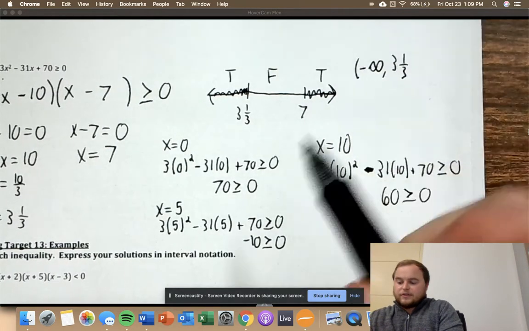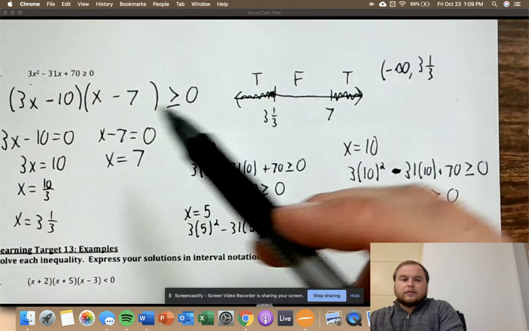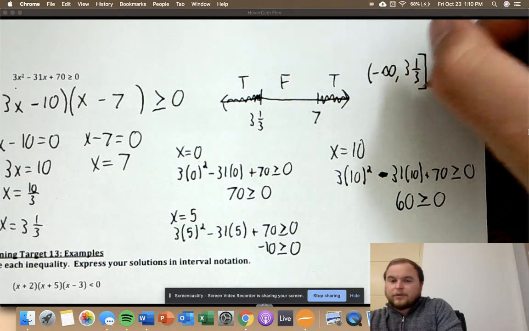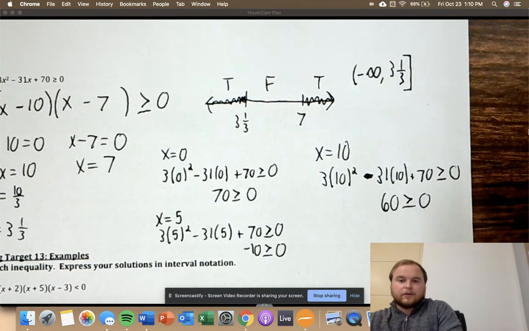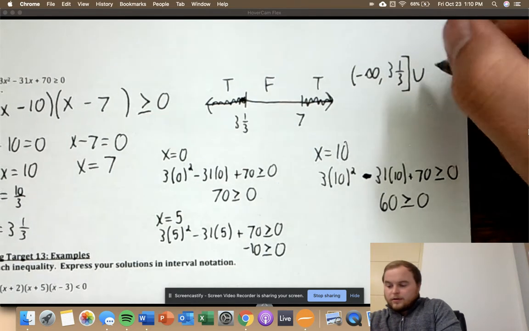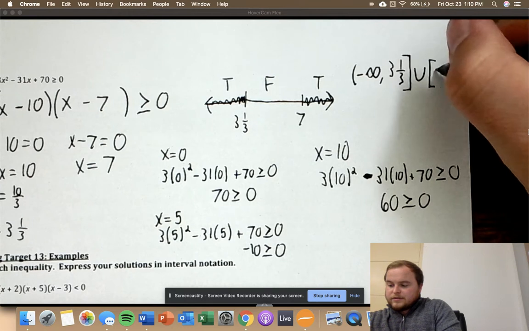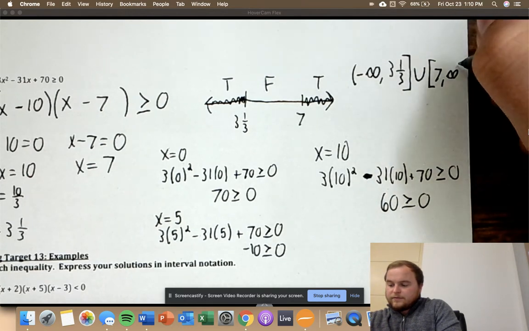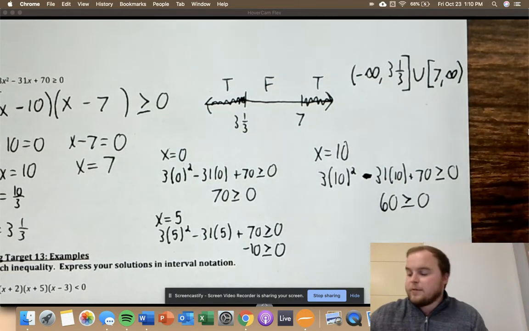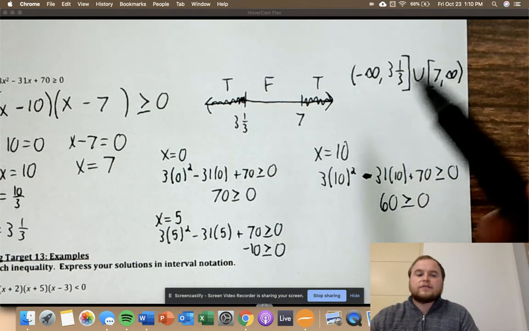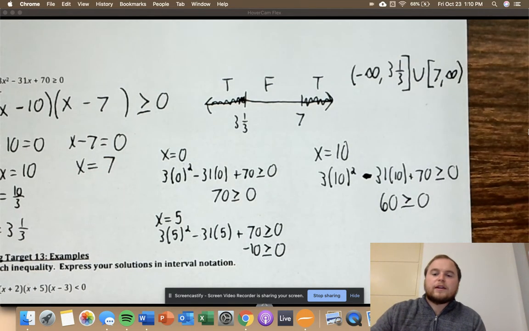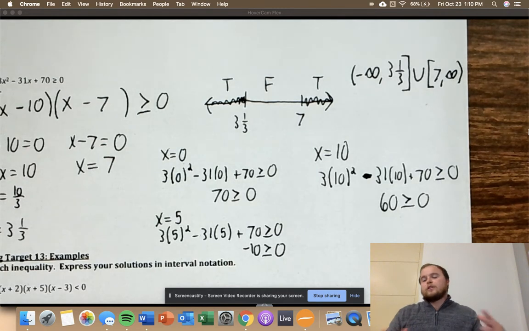All right, now notice this is greater than or equal to, so we would have to put a bracket around 3 1/3 because it's including 3 1/3. It would also go from 7 to infinity. Right? And we always put parentheses around the infinities. Right? But again, a bracket around 7 because it's greater than or equal to. Right? And this U just is like union, right? It's including. The domain includes both of those.